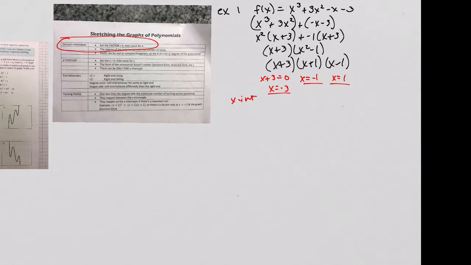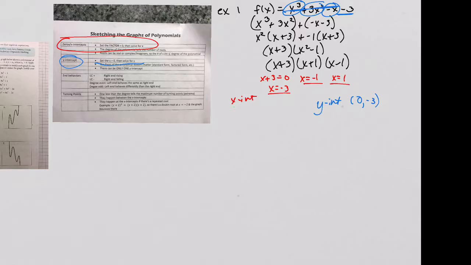Now I'm going to look at my y-intercept. That says I just set x equal to 0, then solve for y. In standard form, really all we have to do is look for that constant, because if I put 0 in for each of those x's, all of this part just goes to 0. So I'm left with negative 3. So my y-intercept is simply (0, negative 3).